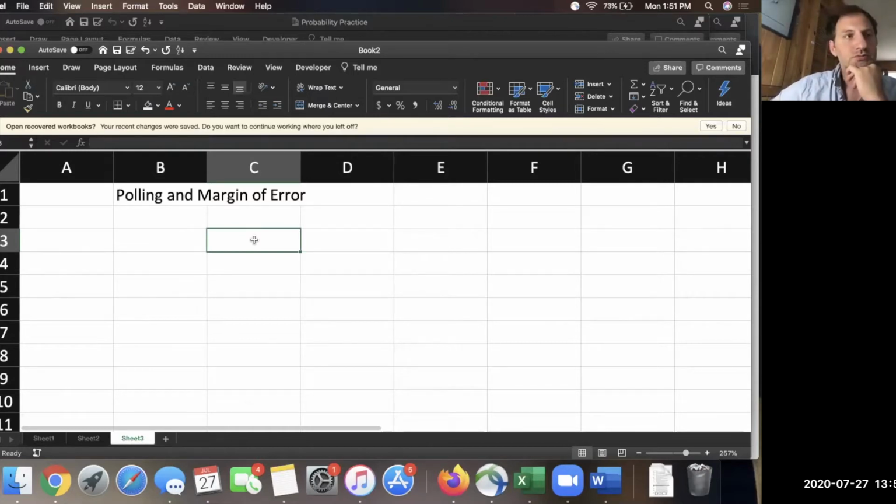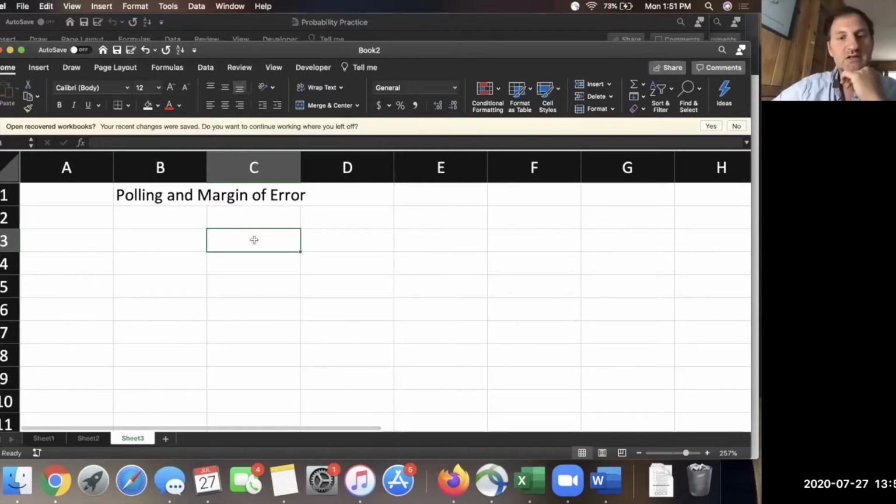So polling, when you hear the word polling, you probably think of politics and the horse race, who's winning, who's going to win this election. But polling is bigger than that. It's really about surveying. It's about asking a group of people what they think or what they believe and trying to determine something about a group.